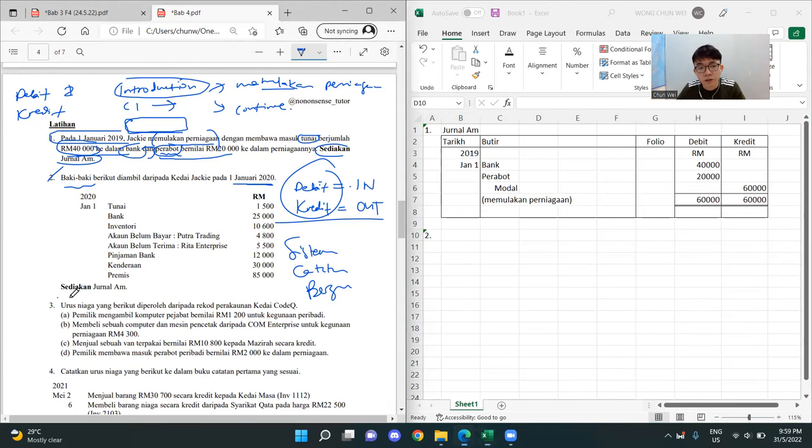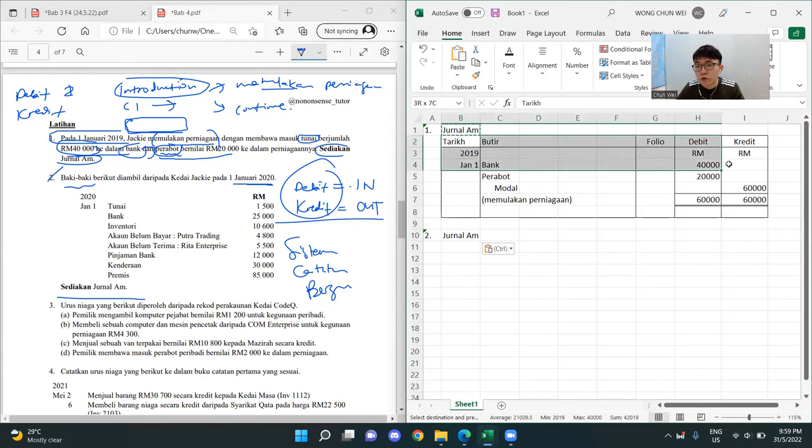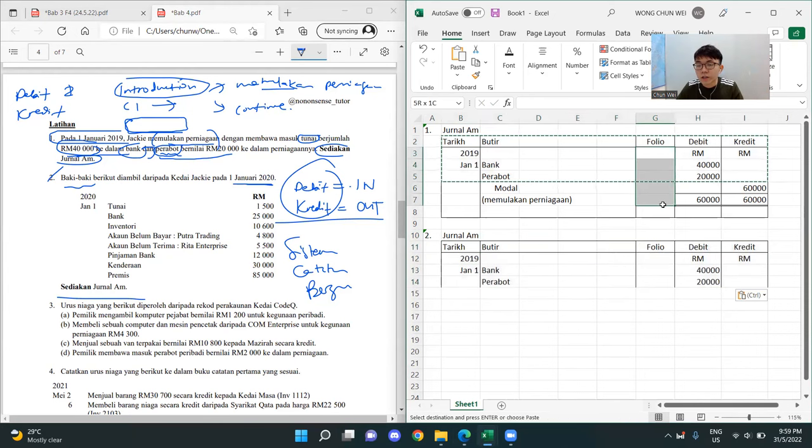Okay, prepare the journal. You record this thing down. So a journal, and then you do all these. By the way, this folio, we don't need to use it in our accounting for now, right? Because all is handwritten. But this folio is actually for some code.